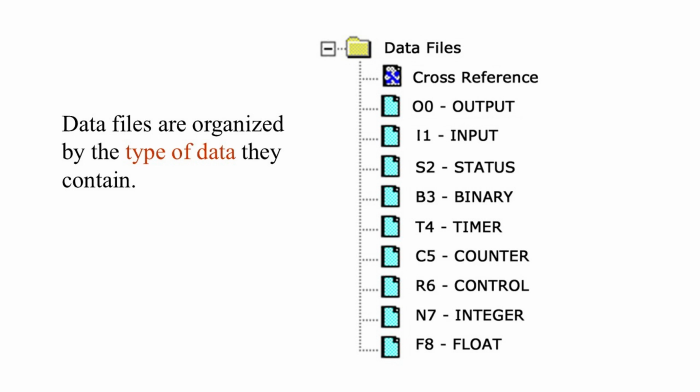For example, the timer file T4 stores values for the preset and accumulated time, and the counter file C5 holds count data and status bits. You'll also see integer and floating point files. These are used when you need to store numbers or perform calculations. So, the key takeaway here is that each data file is organized by the type of data it stores.